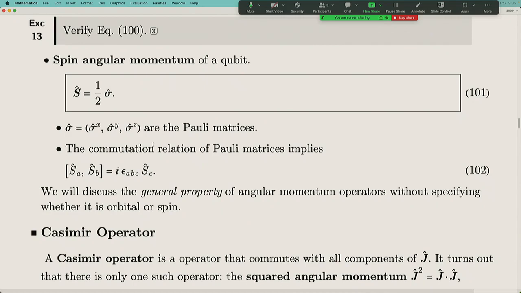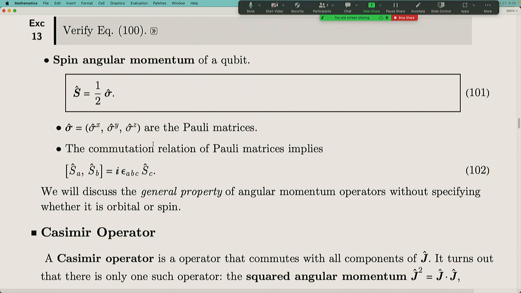For spin angular momentum, there's no x and p to describe it. It's immediately described in terms of these Pauli matrices, for example, for a spin-1/2 qubit. Previously, we have learned that we can combine these Pauli matrices. These are all the observables of a single qubit, but these are also the angular momentum observables of a spin. The spin is related to these Pauli observables by a factor of 1/2. Given that 1/2 factor, you can show that they also satisfy this commutation relation.